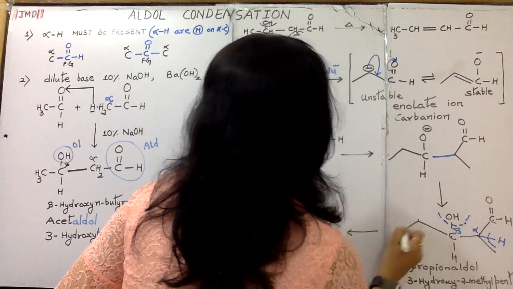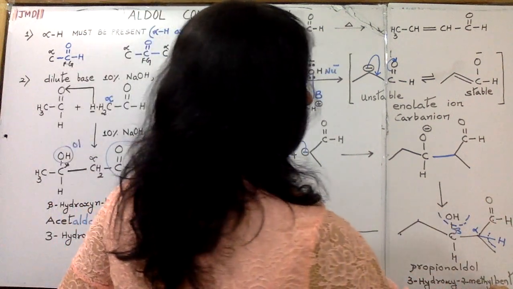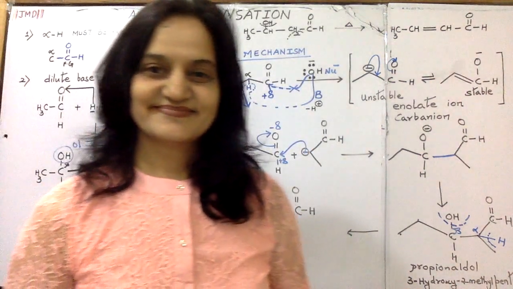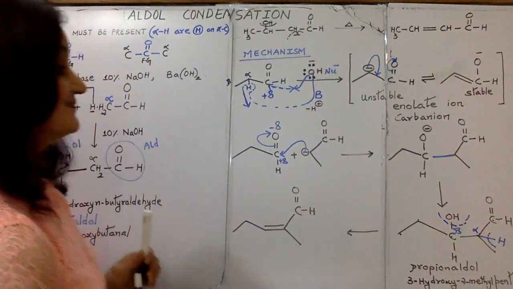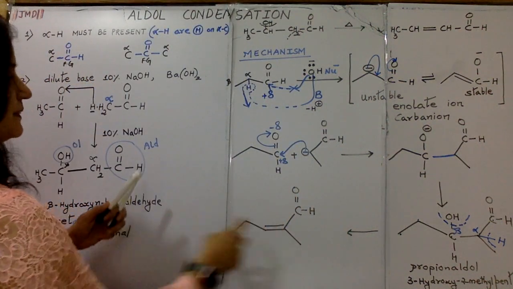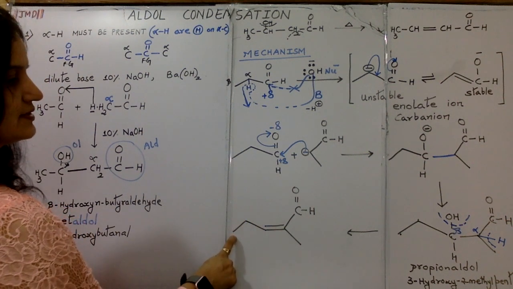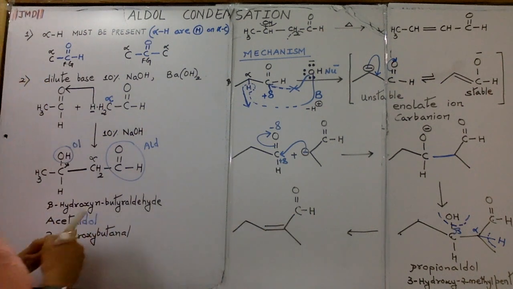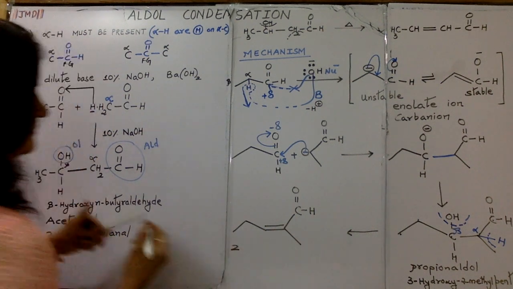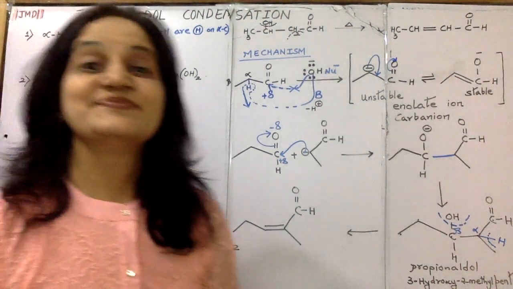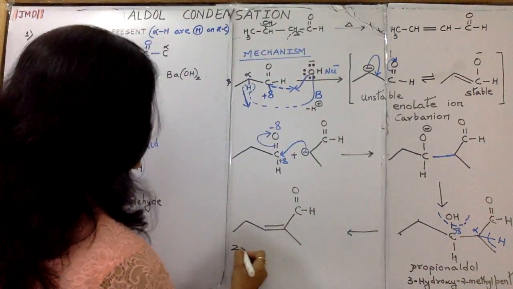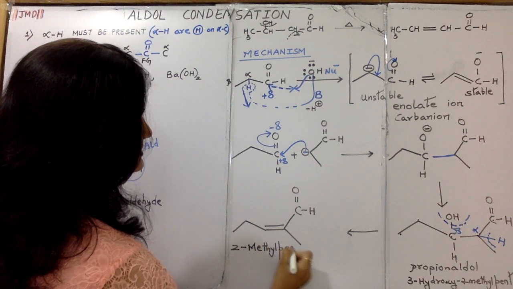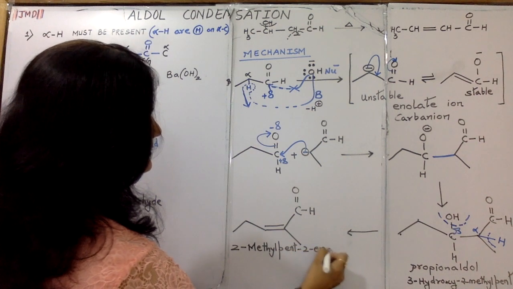3-hydroxy 2-methyl, correct? See, pentanal has 5 carbons, and with the methyl and the 3 it makes 6 carbons. Okay, this one: 1 2 3 4 5. So 2-methylpent-2-enal, correct? 2-methylpent-2-enal, 2-methylpent-2-enal.